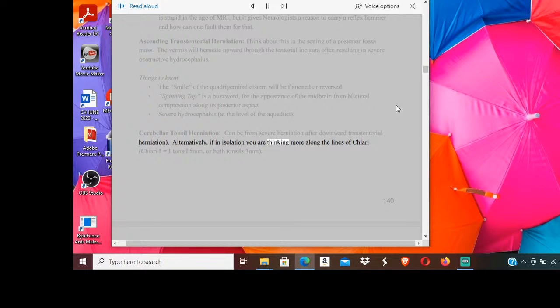Alternatively, if in isolation you are thinking more along the lines of Chiari I equals 1 tonsil 5 mm, or both tonsils 3 mm.